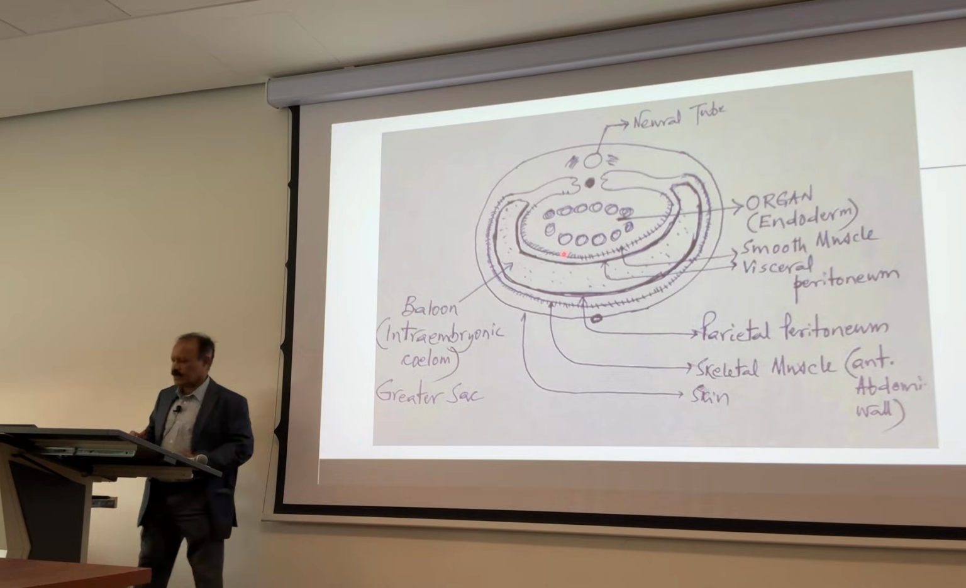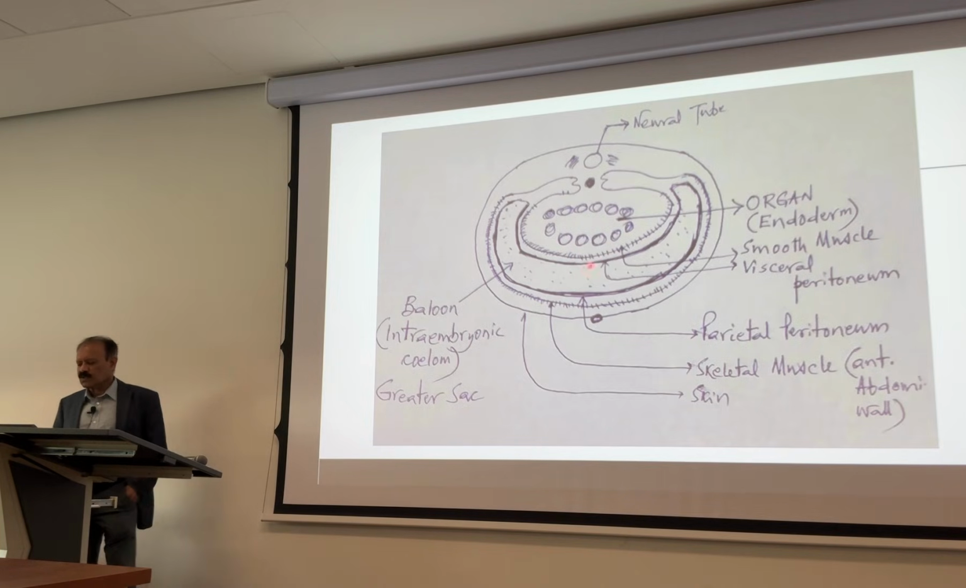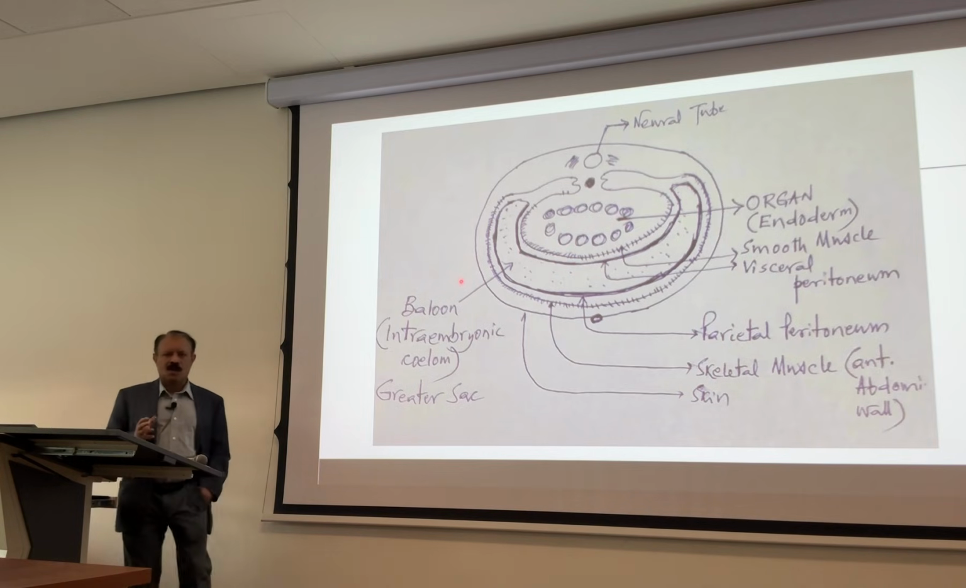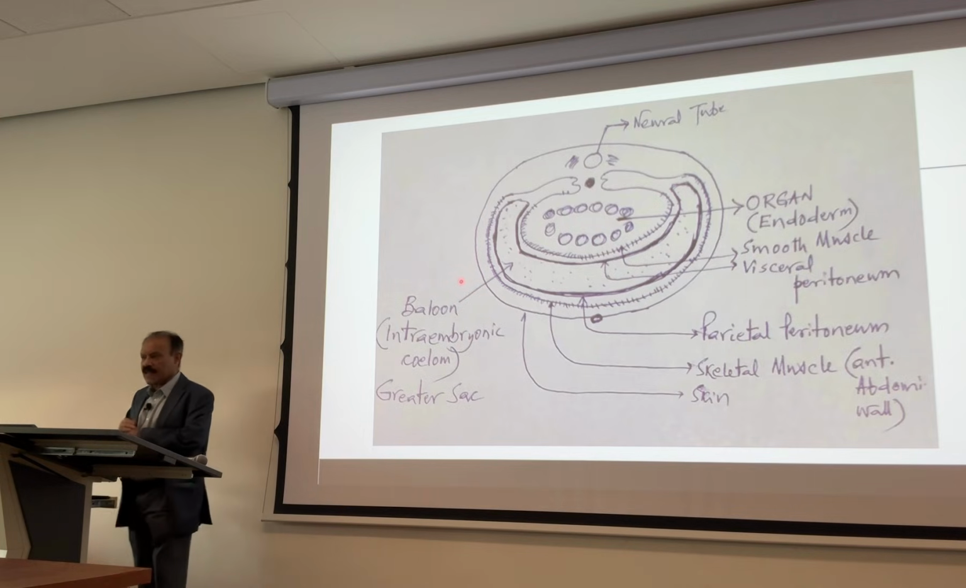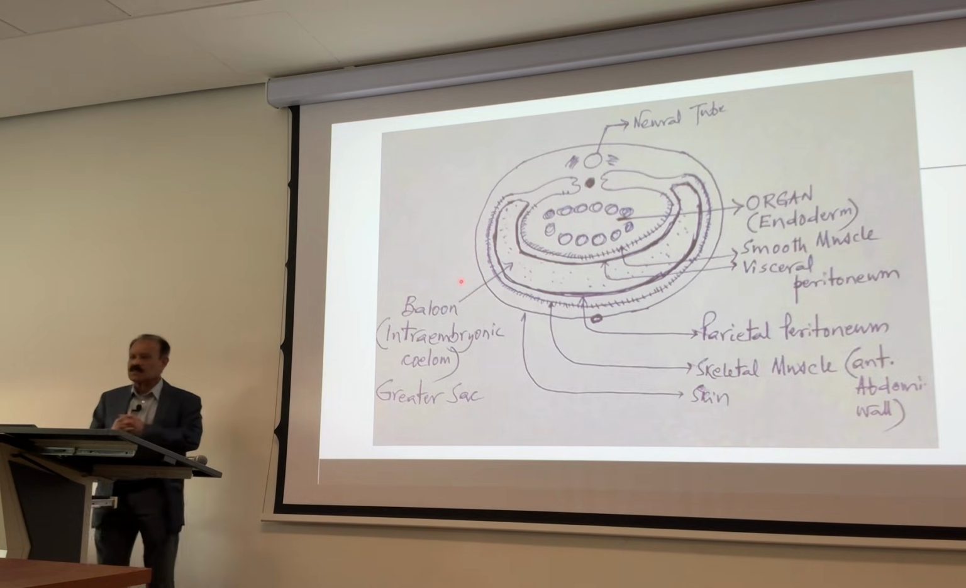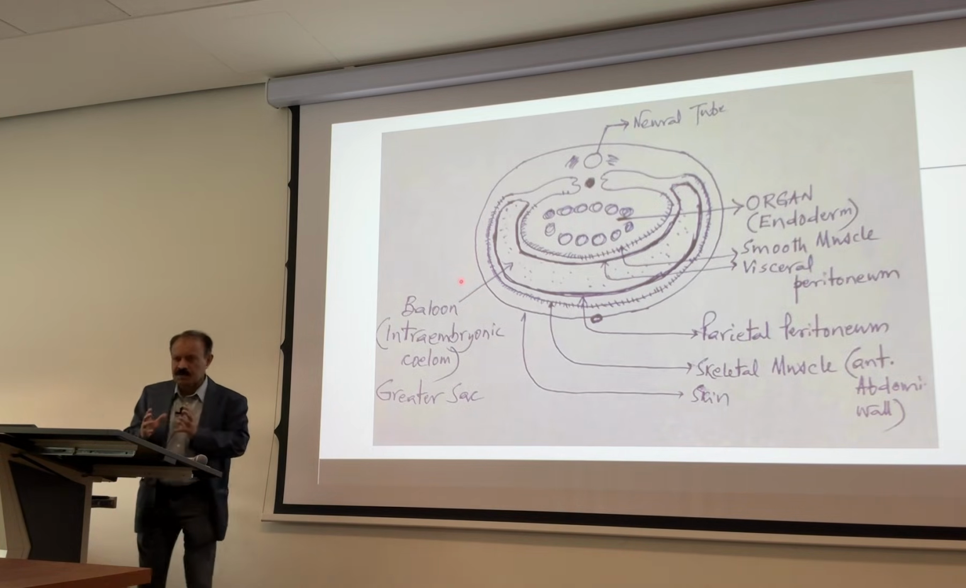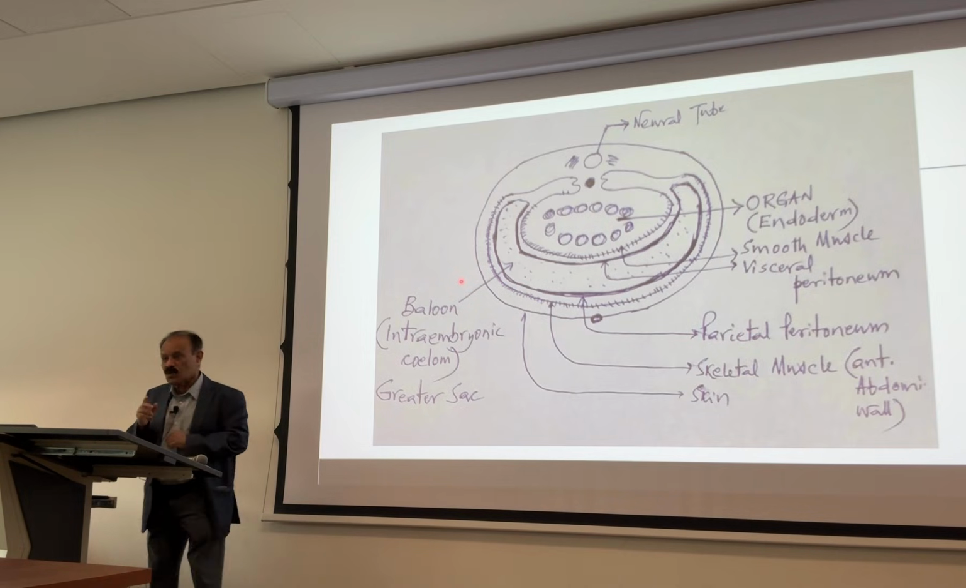Mostly greater sac. Okay? And then you come to this layer which is called the visceral peritoneum. And then you have this one, which is the smooth muscle, and then you have the endoderm or the organ. Now when I call the organs, remember endoderm is responsible for the formation of most of the GI system. I'm talking only about the epithelium.